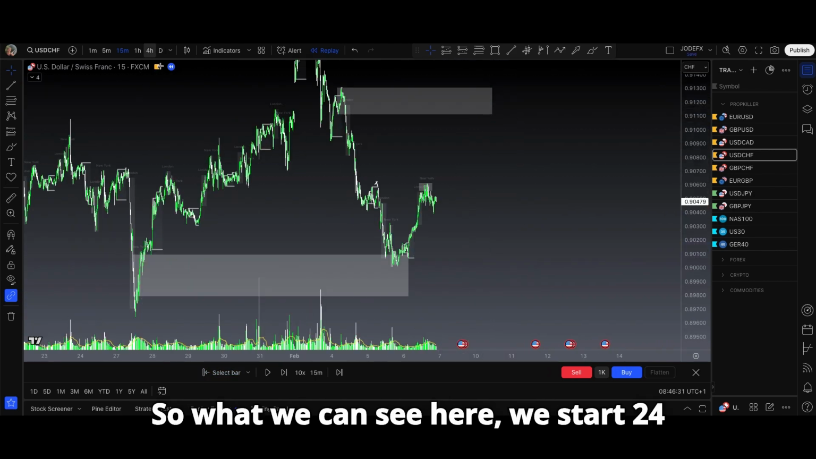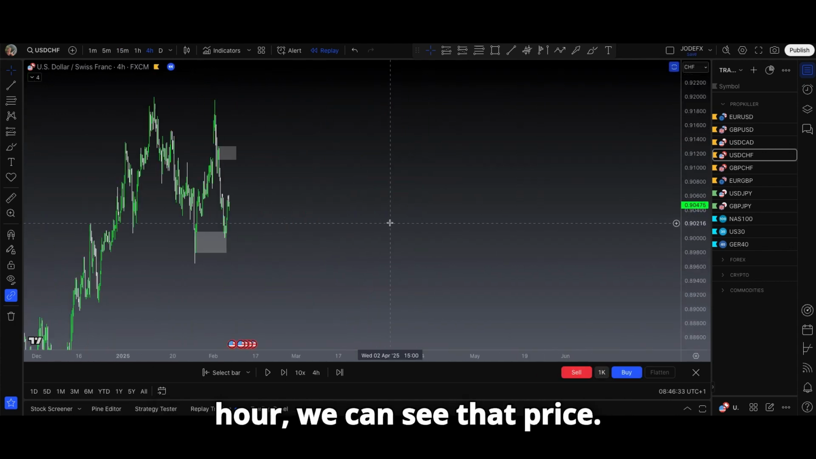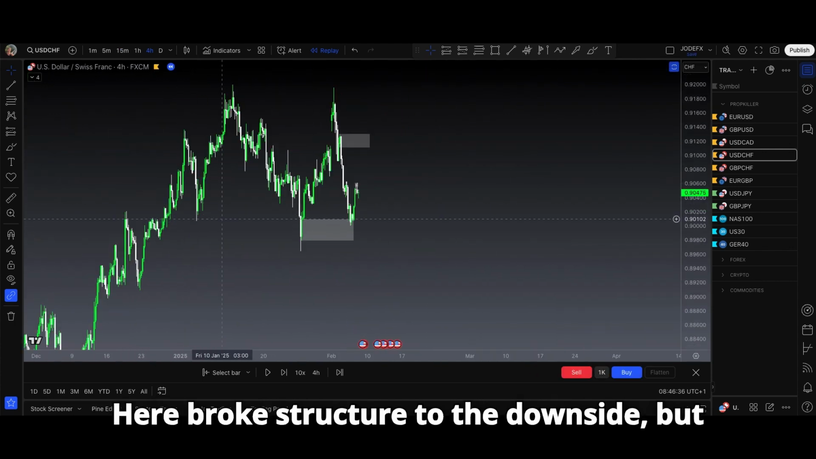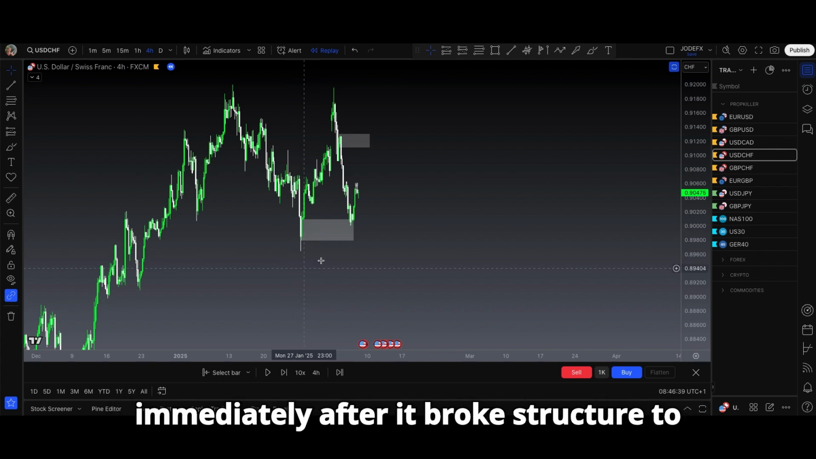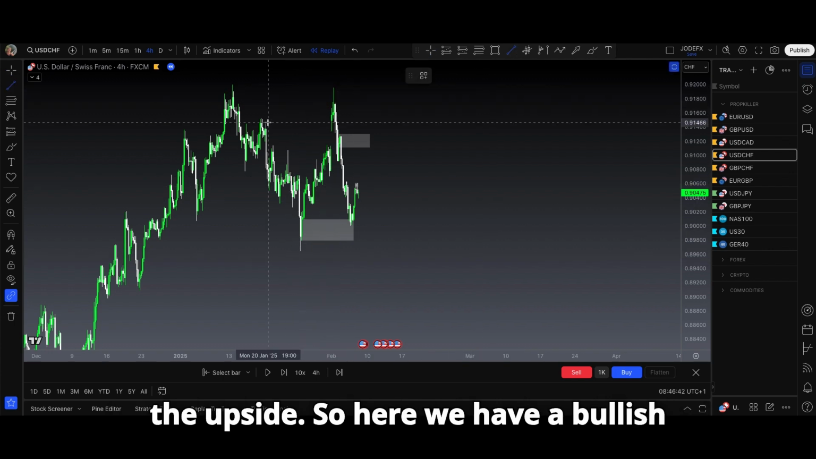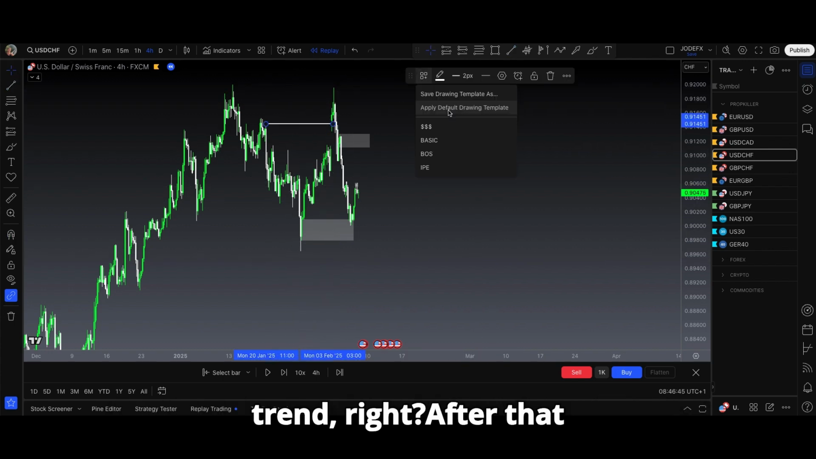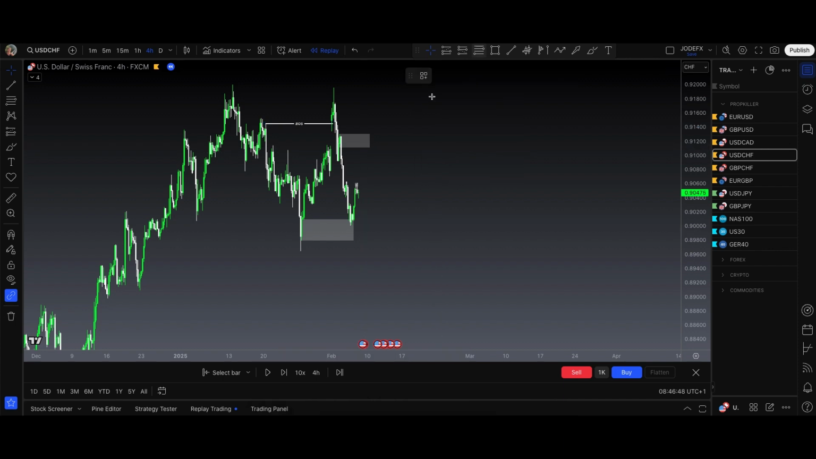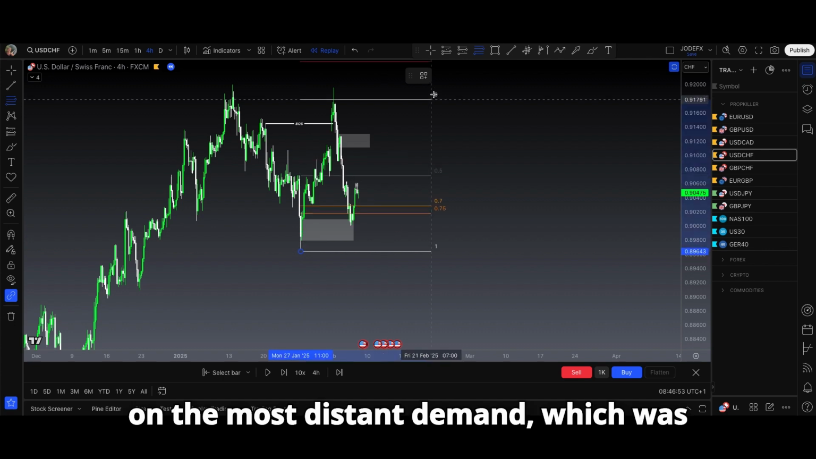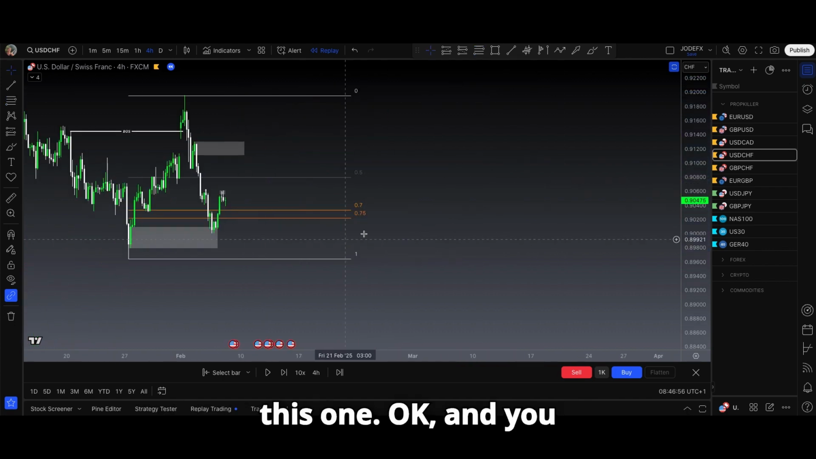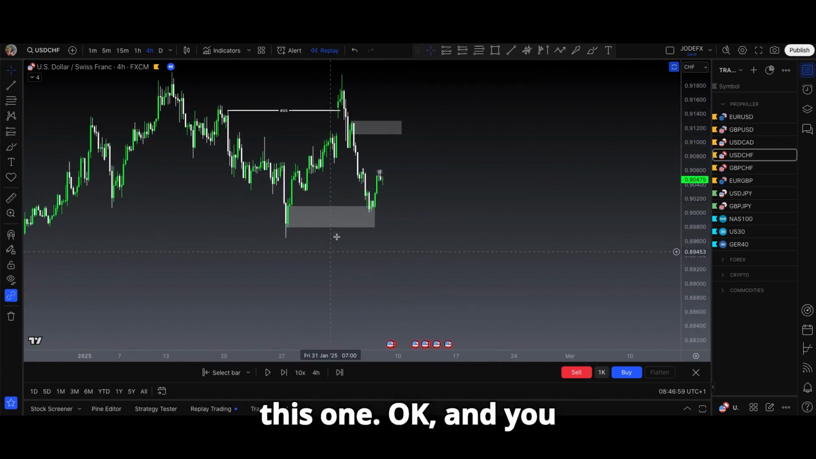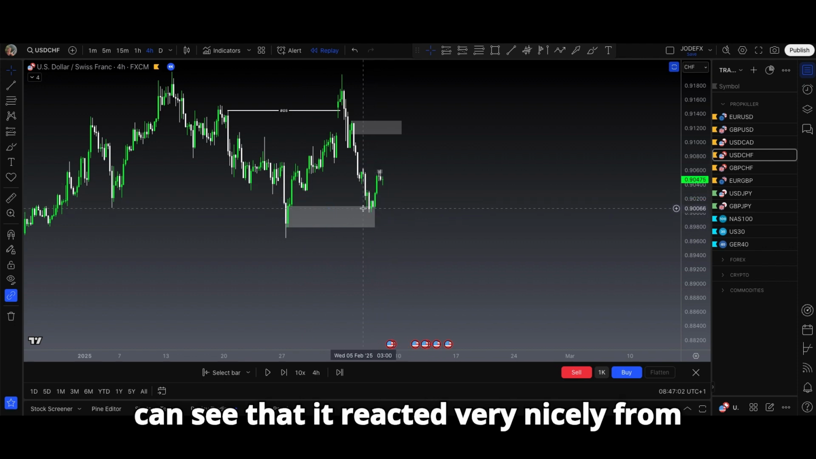What we can see here, we start 24 hour. We can see that price here broke structure to the downside, but immediately after, it broke structure to the upside. So here we have a bullish trend, right? After that, price retraced to the most distant demand, which was this one, okay? And you can see that it reacted very nicely from this demand.